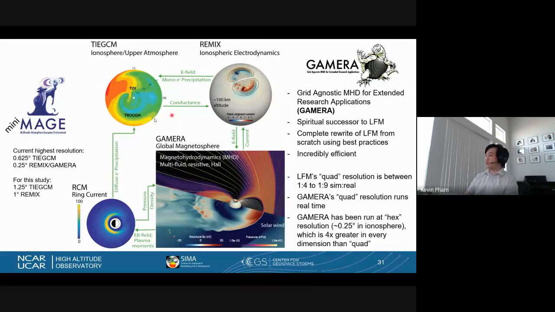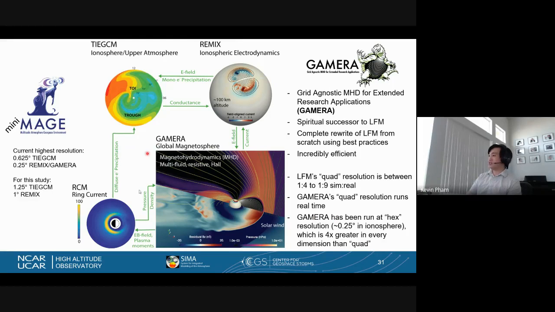So the advantage of this rewrite to Gamera, the rewrite of LFM, is that Gamera is much more efficient than LFM. Running LFM at one of its higher resolutions, known as quad resolution, quad resolution LFM runs somewhere between 1 to 4 or 1 to 9 simulation of real time. So it's a pretty slow code. Gamera's quad resolution runs at real time and faster. And then Gamera has also been pushed to hex res, which is approximately 4 times greater in every dimension compared to quad. And that gives us an ionospheric resolution of about 0.25 degrees or so.